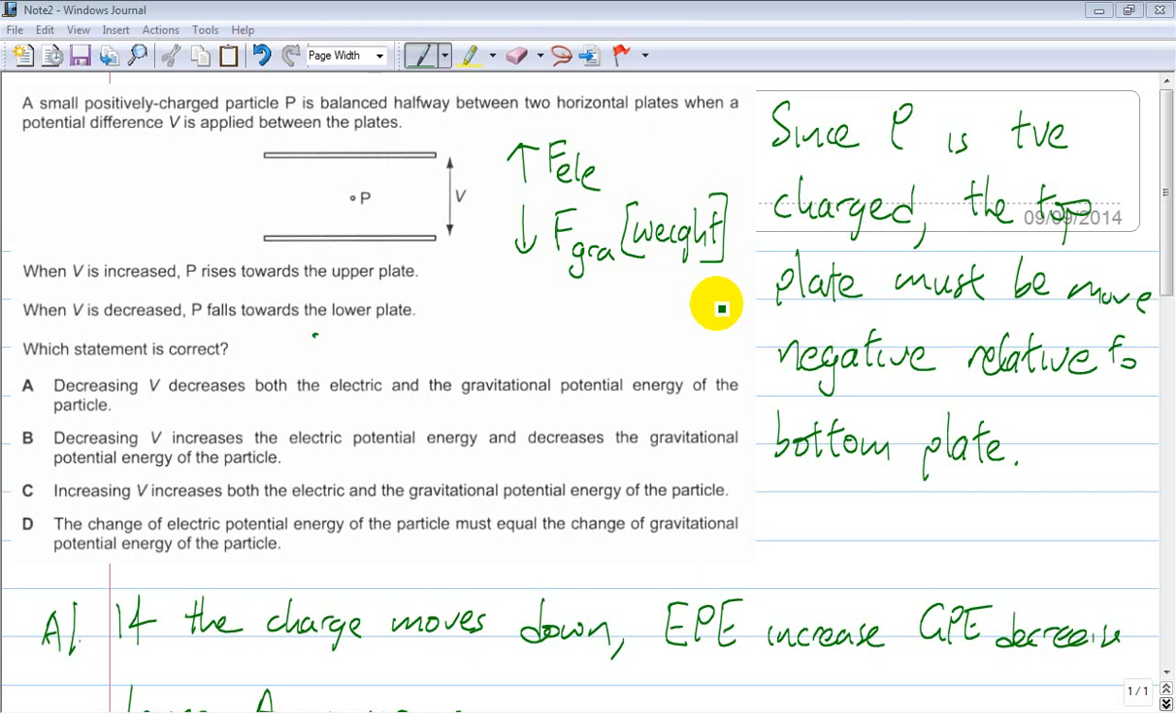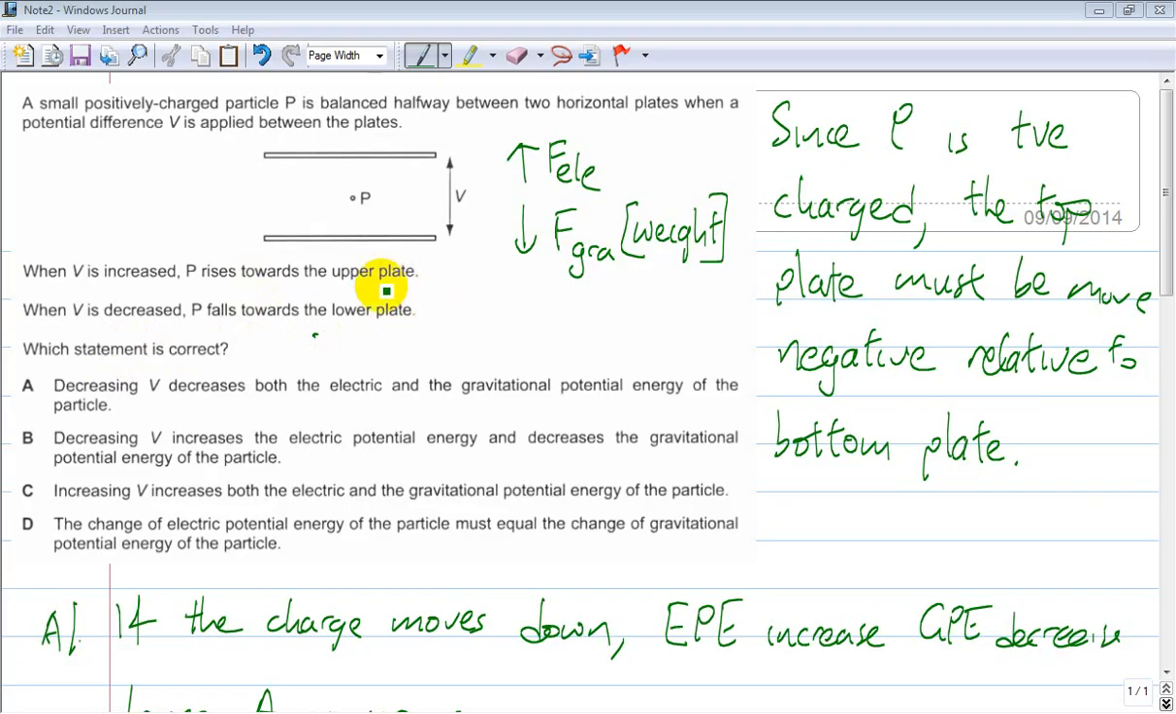Okay, let's have a look at this E Fields MCQ question. There's a small positive charge P balanced halfway between two horizontal plates when the plates have a potential difference of V applied between them. When V is increased, P rises towards the upper plate. When V is decreased, P falls towards the lower plate.